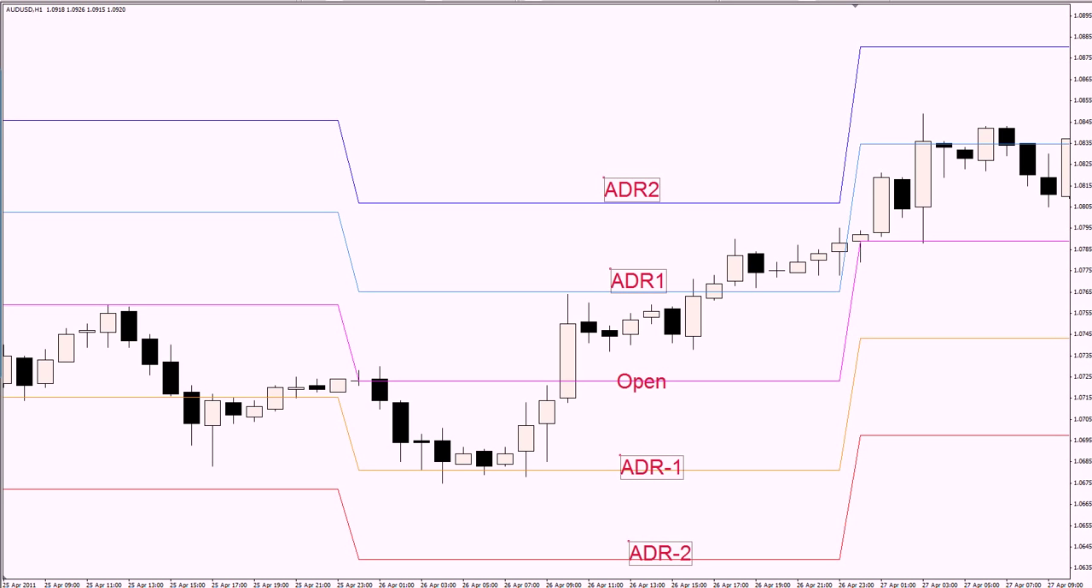Today I'm talking about the average daily range. The average daily range is a tool which gives you an idea about the current volatility in the market. It basically calculates the average daily ranges of the previous days and makes a projection of the possible daily range of the current day.